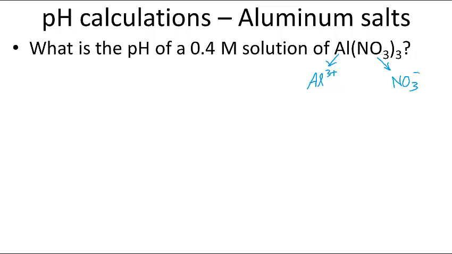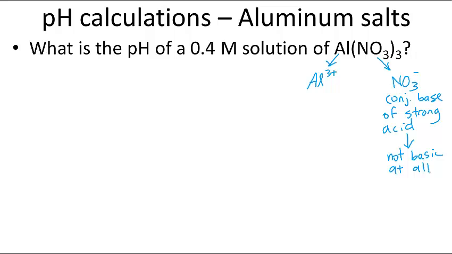Well, what do we know about NO3-, first of all? It's always soluble. What's its conjugate acid? Nitric acid, which is strong. So this is the conjugate base of a strong acid. So that means it's not basic at all. So in this case, it's a spectator ion, we're not concerned about that.